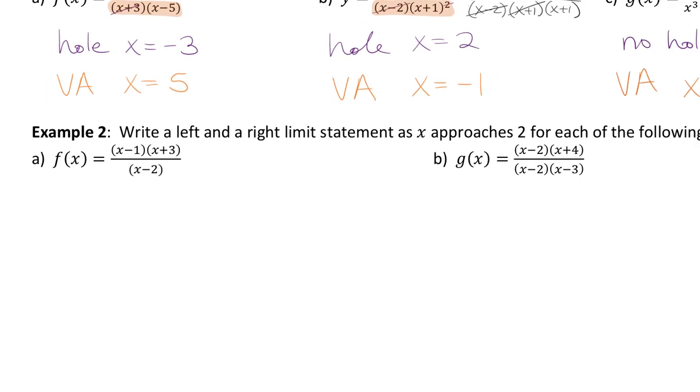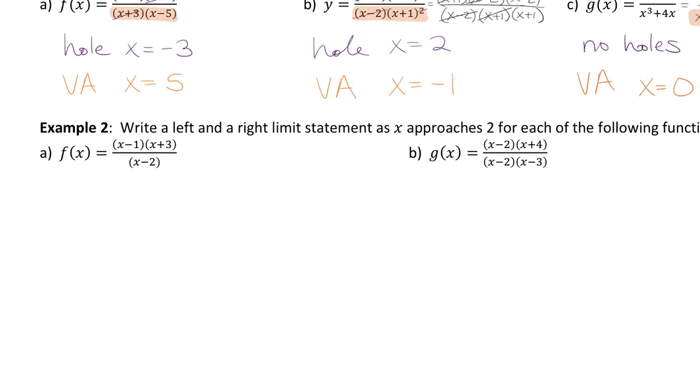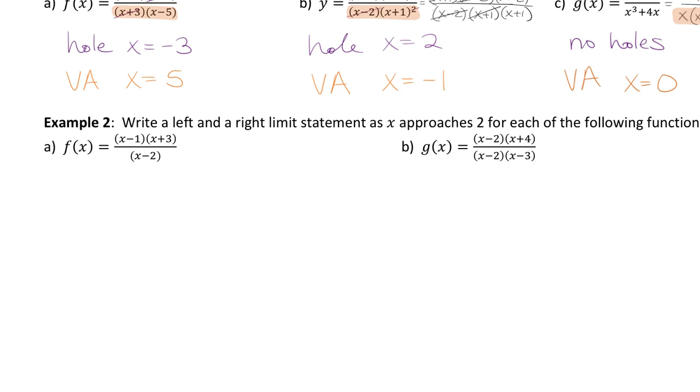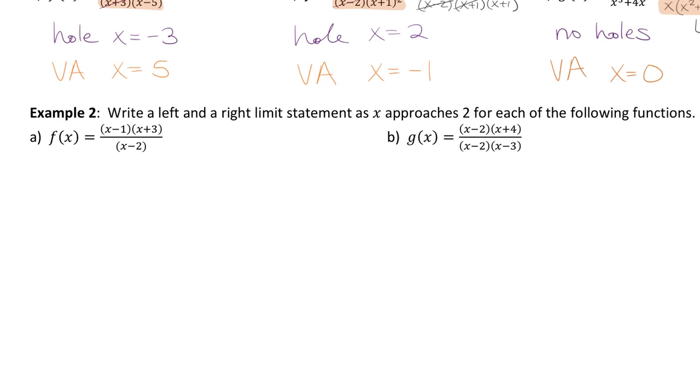Okay, let's kick it up a notch. We're going to write our limit statements like we did on the front page, but I'm not giving you a graph this time. We're going to write a left and right side limit statement as x approaches 2. That's our goal here, is for x to approach 2 for each of the following functions.